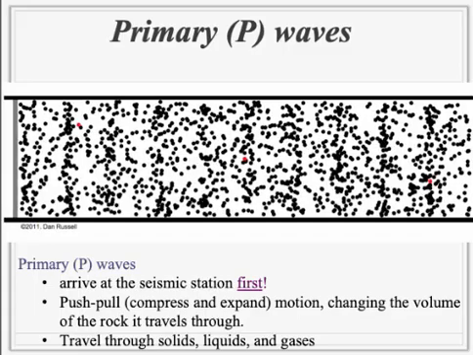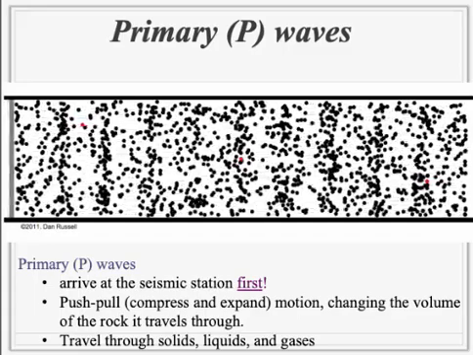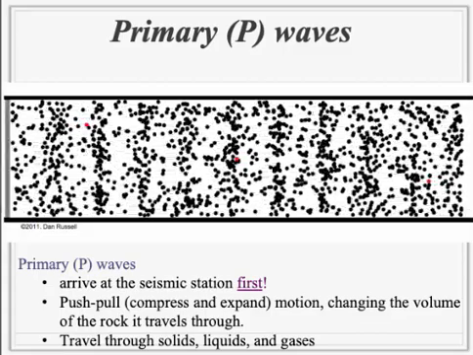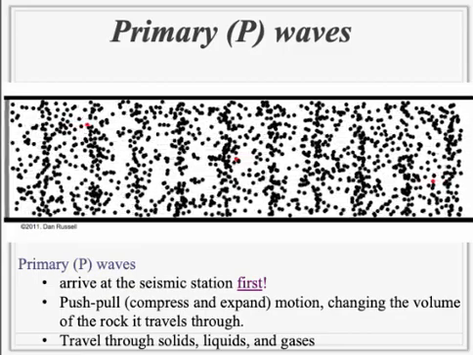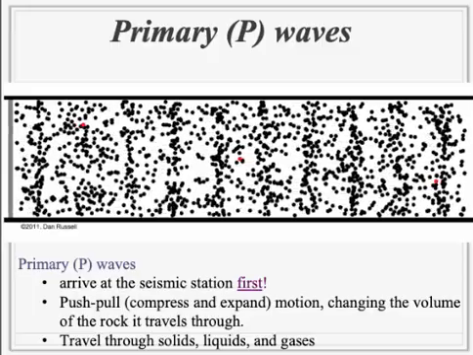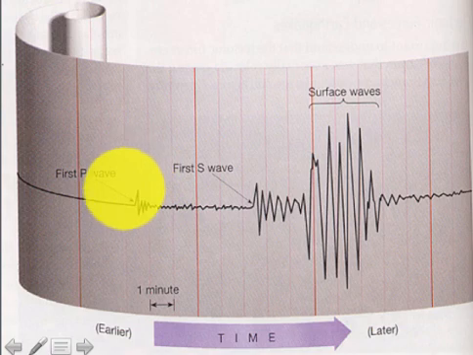P waves move like this. They are the fastest waves, so on a seismogram, they're the first indication that an earthquake's happening, hence the name primary. They are sometimes called push-pull waves because of how they make the ground move, and they can travel through anything: solids, liquids, gases. Here are your P waves. They're the first ones to arrive, primary waves.